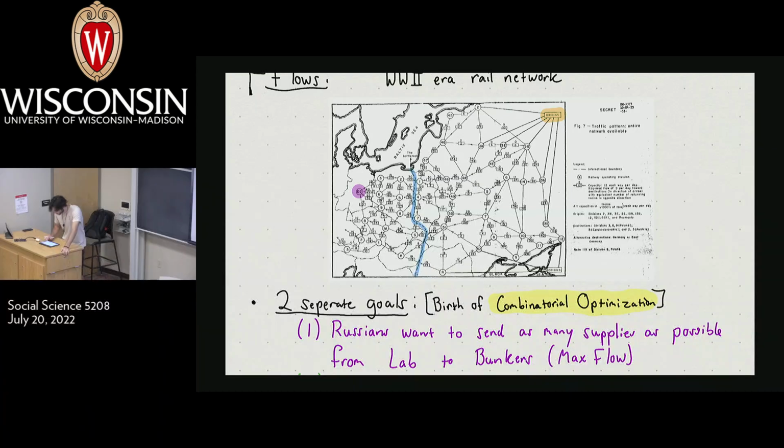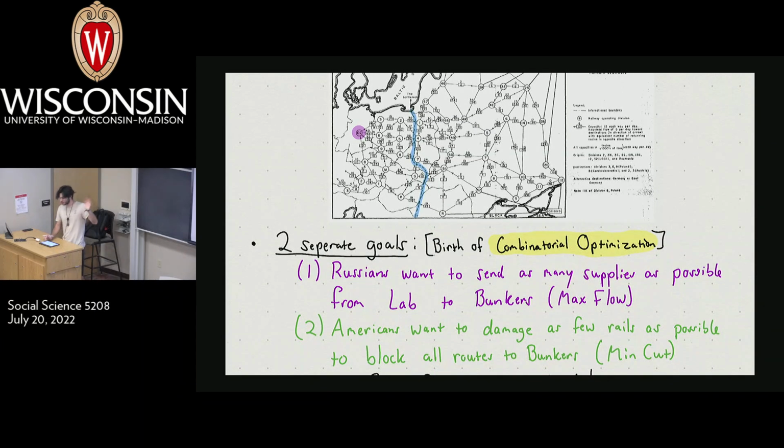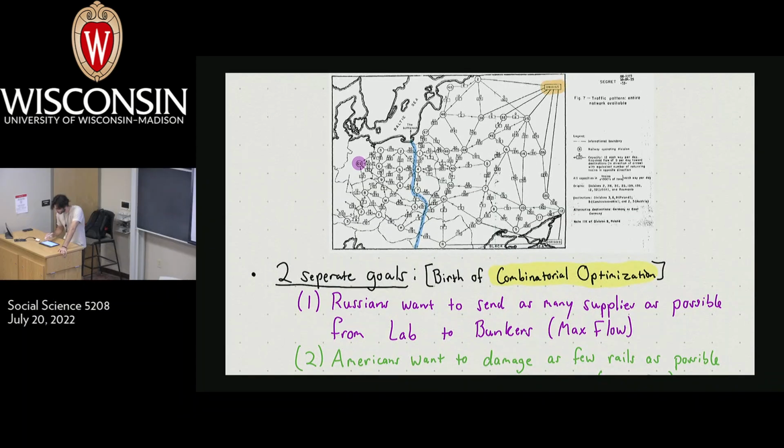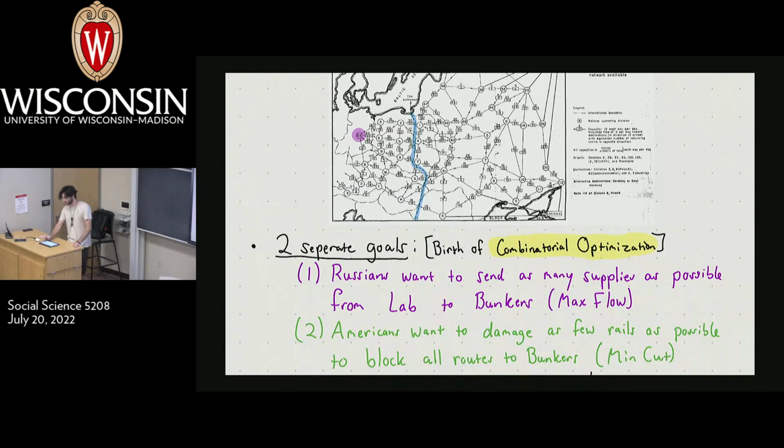Now, on the other hand, the Americans want to damage as few rails as possible. They essentially want to break up these railroads so that that can't happen. They block the movement of these supplies from the labs to the bunkers. So that goal, blocking all the possible routes so that the supplies can't be sent, is called the min-cut problem. And these are the two stories you want to keep in your head as we're talking about these problems.